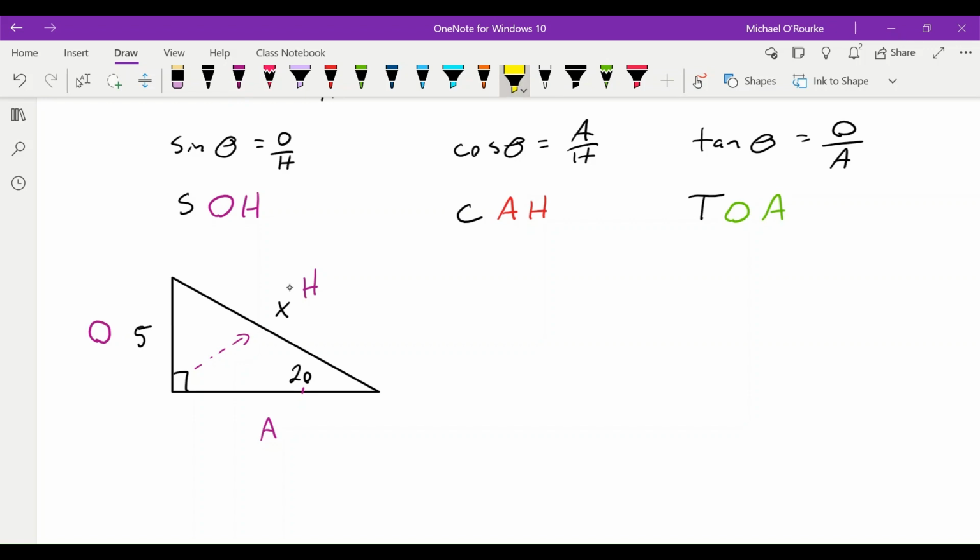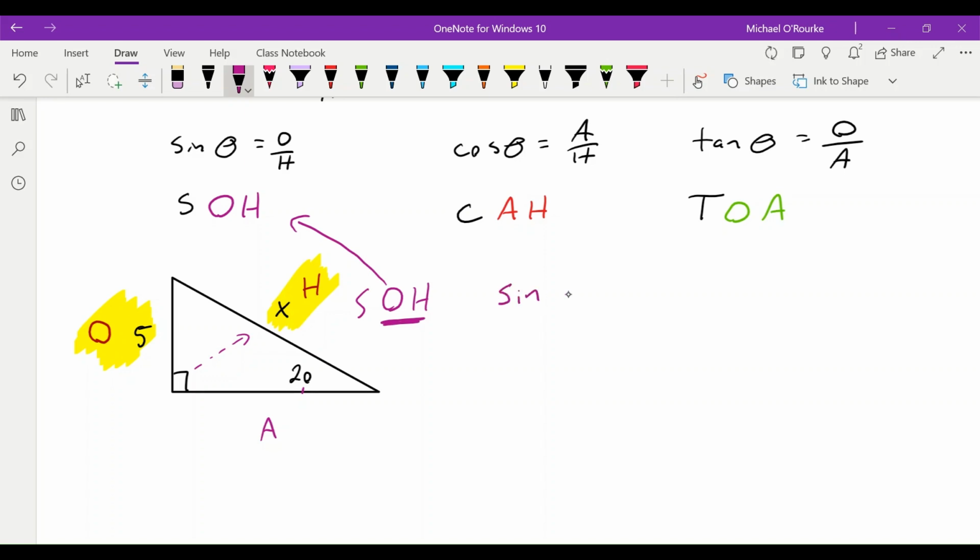I want to concentrate on what information I have. I have something in the H slot, and I have something in the O slot. So the two letters I have are O and H, and we match those up. What has O and H in it in SOHCAHTOA? CAH has A and H, TOA has O and A, but O and H is SOH. We did that yesterday, and everyone did really well at it. We're going to go to the next step now.